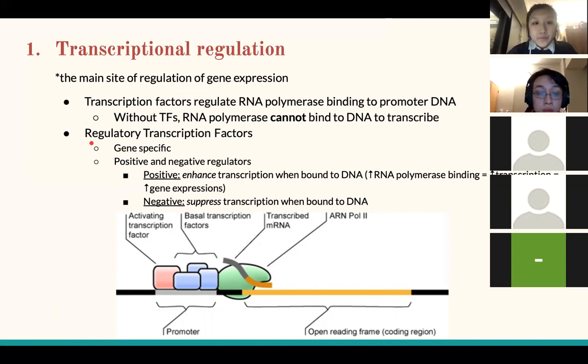And more specifically, there are regulatory transcription factors. Regulatory transcription factors are gene specific.